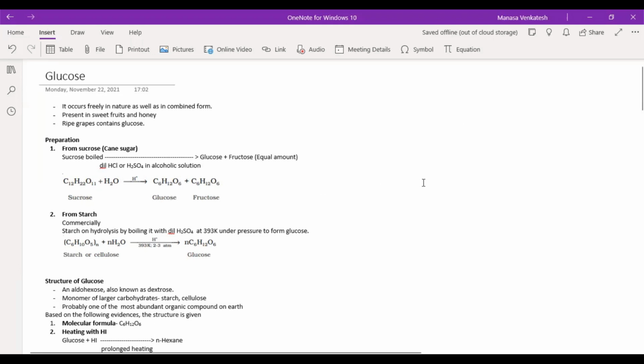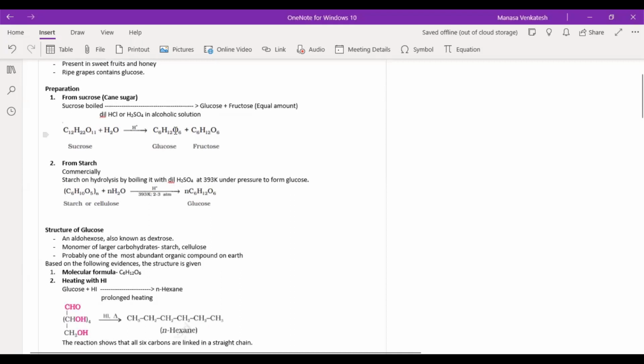So the various modes of preparation of glucose, let's start with that. First of all, from sucrose. Sucrose is also referred to as cane sugar. So sucrose, when it's boiled with dilute HCl or H2SO4 in an alcoholic solution, leads to the formation of two things, glucose as well as fructose.